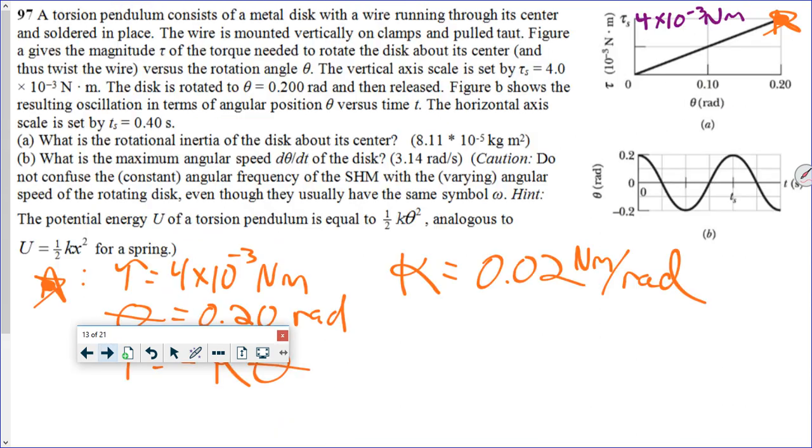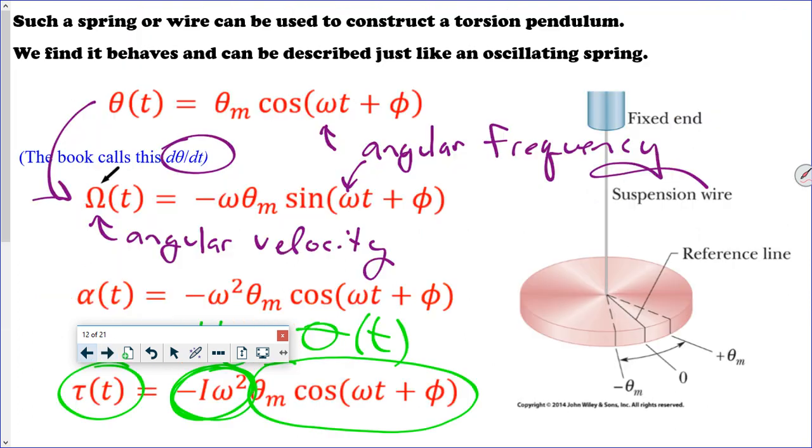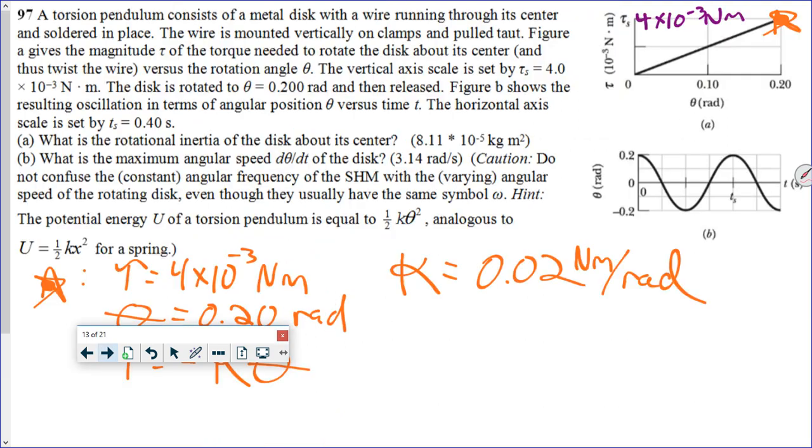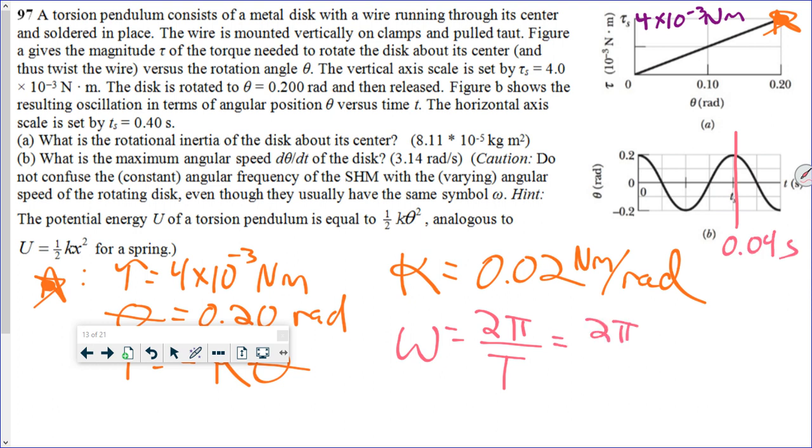Okay, so if kappa is I omega squared and I'm trying to find I, we just found kappa. What's the other thing I need to know? Omega. What's the definition of omega? Angular frequency, right? So we learned yesterday that the angular frequency is 2 pi over the period, right? Good? So what's the period of our graph, you guys? 0.04 seconds. Oh, you're right, just 0.4, my bad. Thank you, Justin.